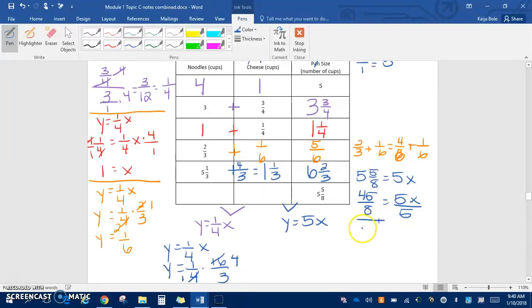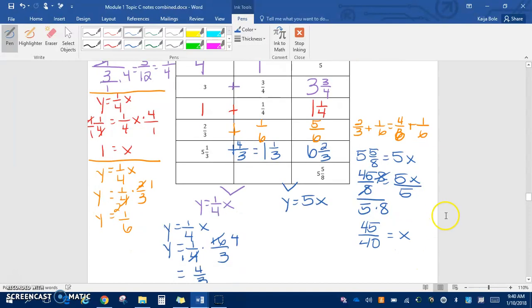So we're back to that complex fraction. So we're going to multiply both of them by 8. So we cancel the top. So we get 45/40 equals x. But then we can simplify that down to 9/8, which equals our x value. So we can fill in this x for cheese, that this is 9/8, which equals 1 1/8.